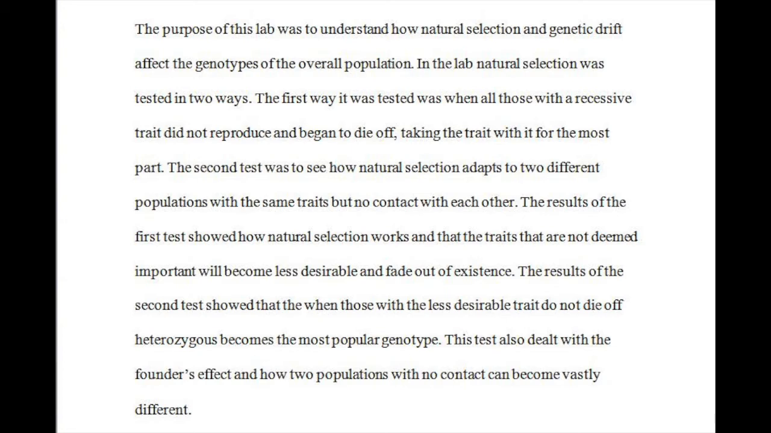The results of the second test showed that when those with the less desirable trait do not die off, heterozygous becomes the most popular genotype. This test also dealt with the founder effect and how two populations with no contact can become vastly different.